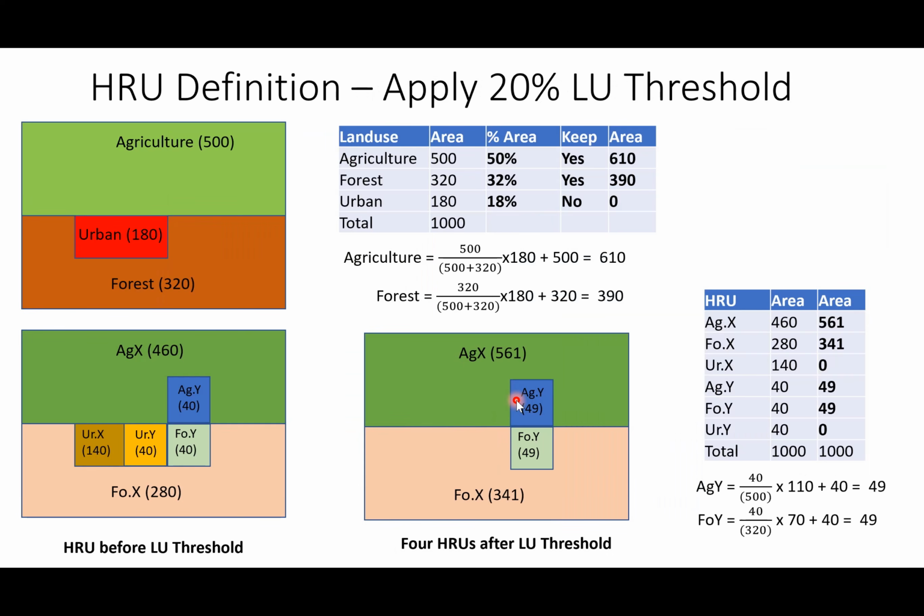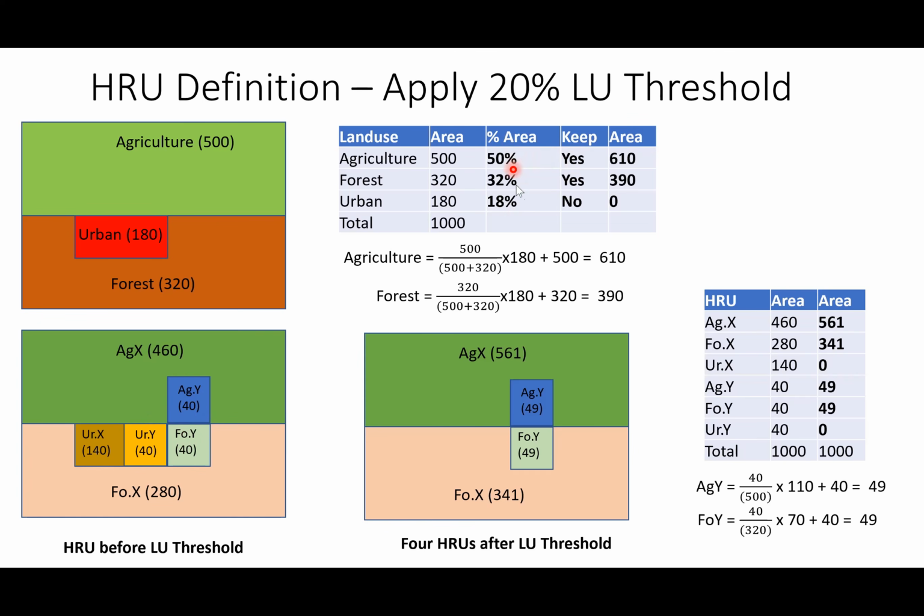So what we are going to do first is apply a 20% land use threshold. Since our total area is 1000, what you see in this column is the percentage occupied by each land use within the sub-basin. So agriculture occupies 50%, forest occupies 32%, urban occupies 18%. This is our land use map, and this is our HRU map that we got in the previous slide. So we have 6 unique combinations here.